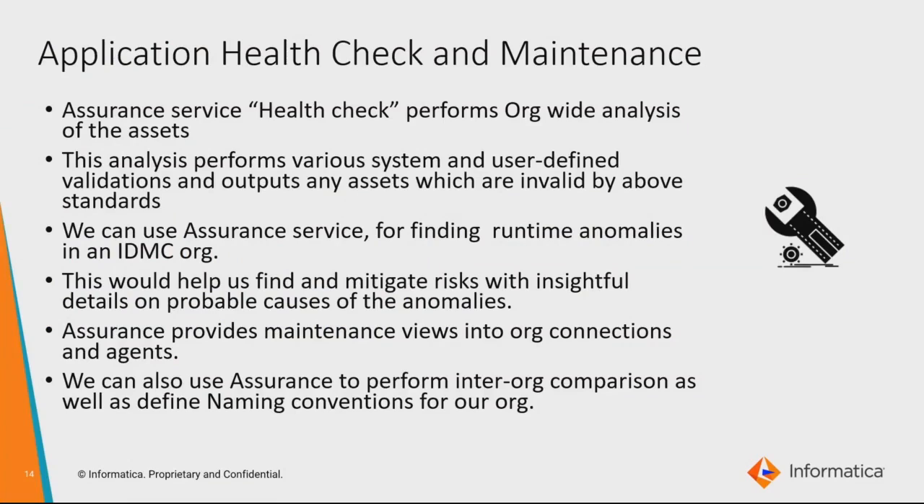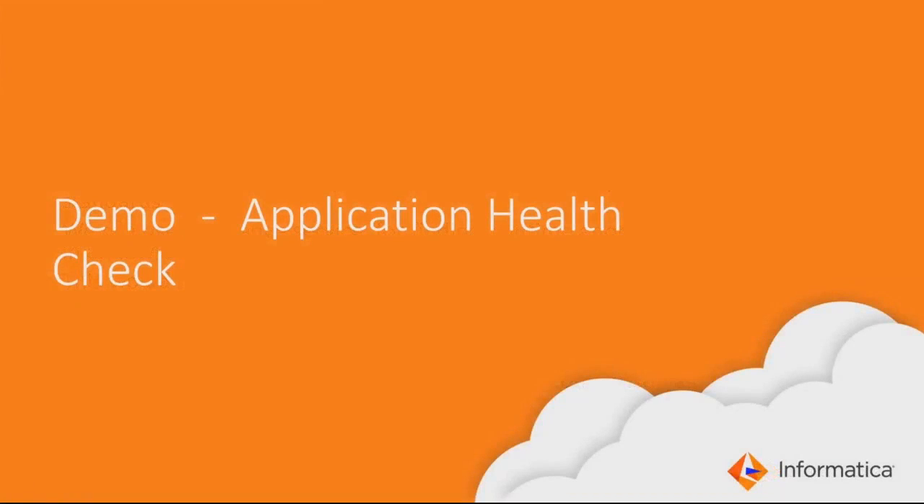Assurance provides maintenance views into org connections and agents where users can choose to compare agents and sync the properties if need be. We can also use Assurance to perform inter-org comparison with other down-the-line orgs, like performing a comparison between dev and QA or QA and prod, and find out which assets are outdated in the upstream orgs and deploy the same. Let's see a demo for these features now.